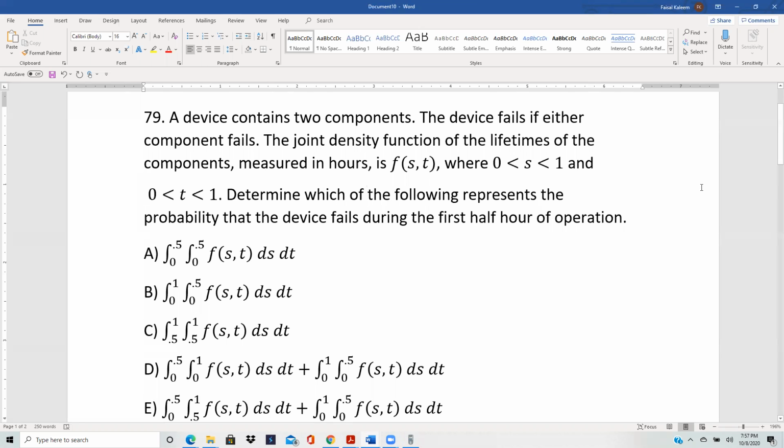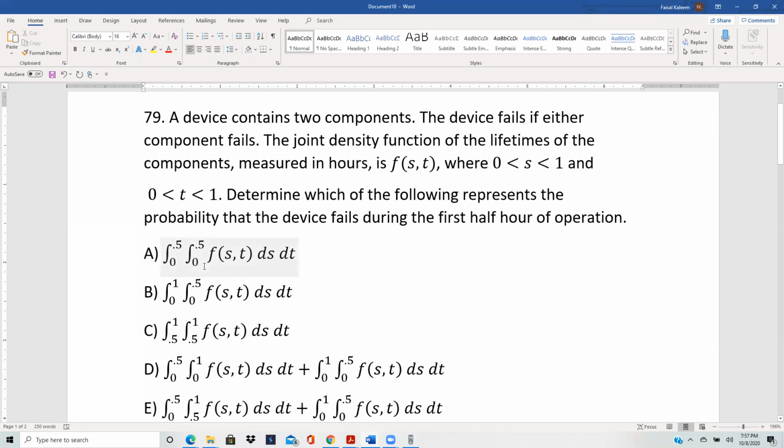Determine which of the following represents the probability that the device fails during the first half hour. So the device will fail during the first half hour if one component fails, or if the first component fails, or the second component fails, or both fail.